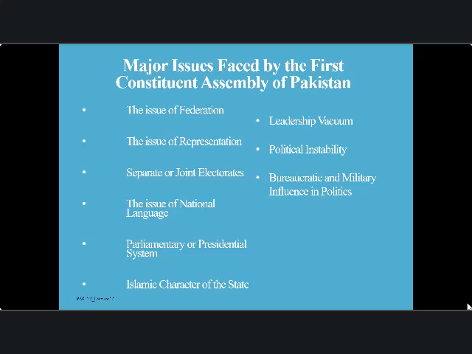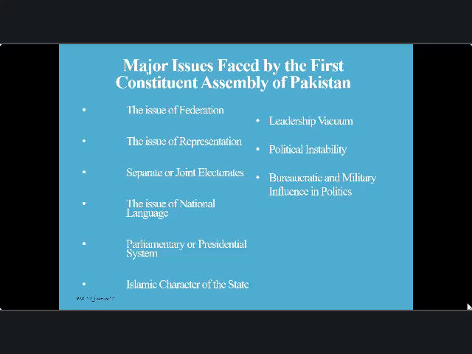On the other hand, some political leaders and bureaucrats believed that Pakistan needed a strong central government to maintain national unity and stability. The country was facing serious challenges including refugees rehabilitation, economic problems, and security threats. For this reason, they argued that excessive provincial autonomy could weaken the state.